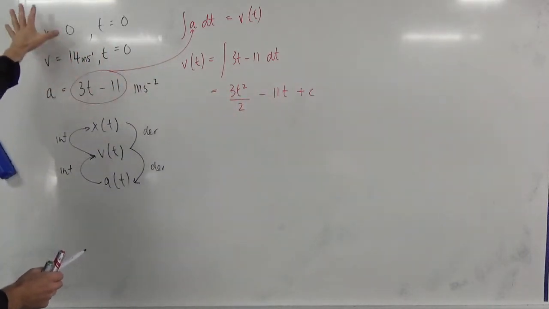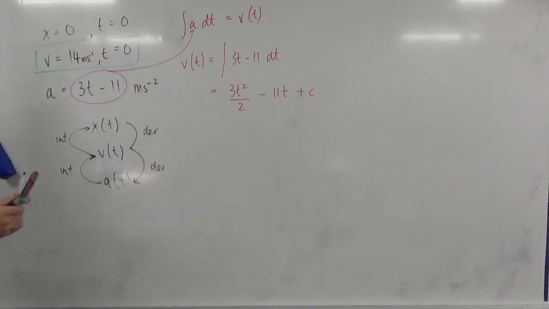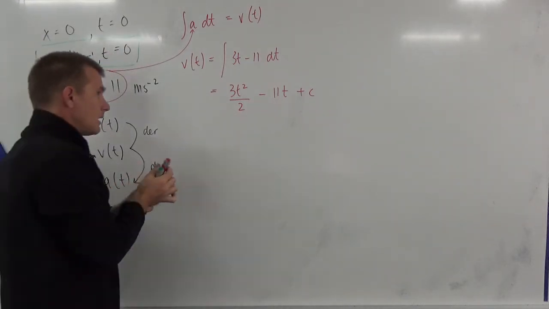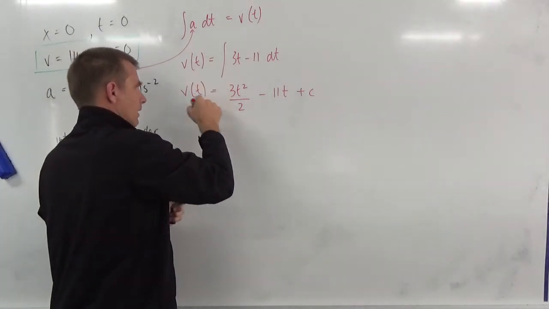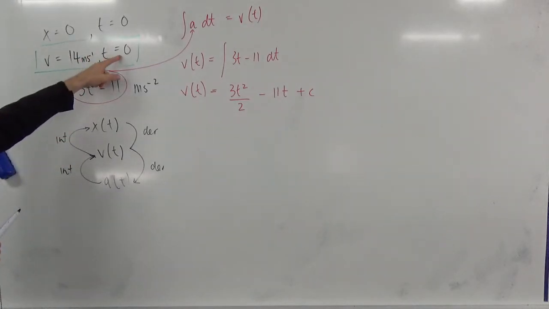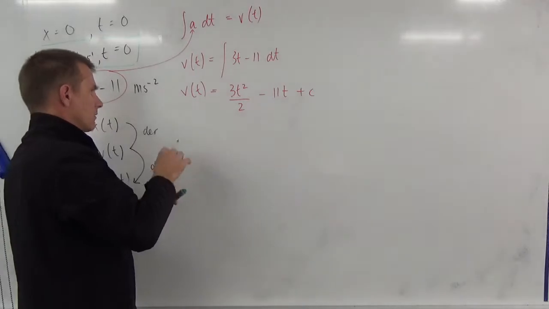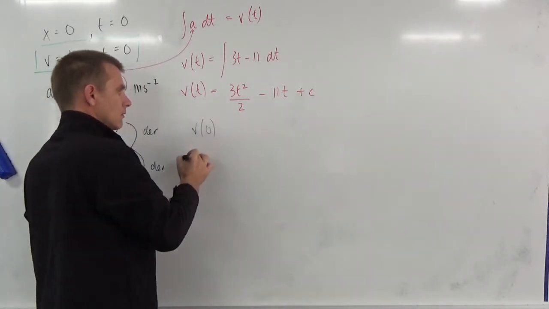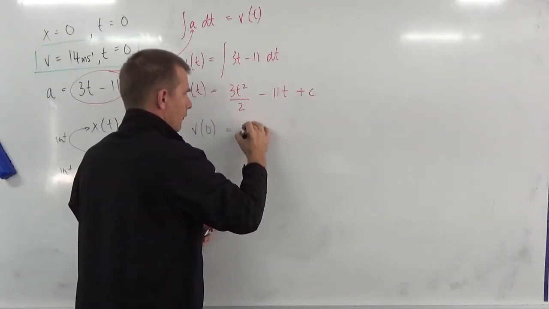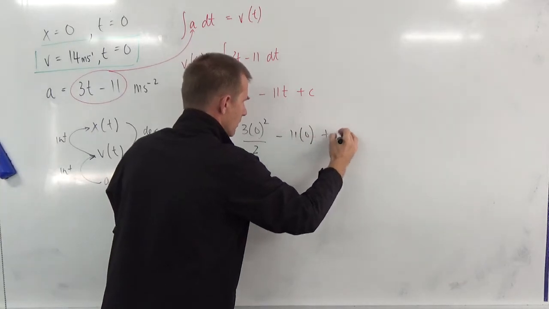Now what I need to do is look back in here, and this piece of information here is the one that I want. That's the bit of information, because that links velocity and time. Here I've got velocity and time, and that'll figure my c out. Now because when time equals 0, the velocity is that, well, when I put v of 0 in, v of 0, which that part is equal to 14, this is going to equal 3 lots of 0 squared over 2 minus 11 lots of 0 plus c.